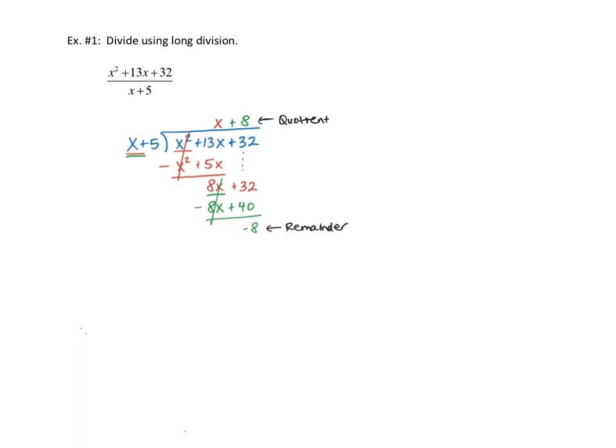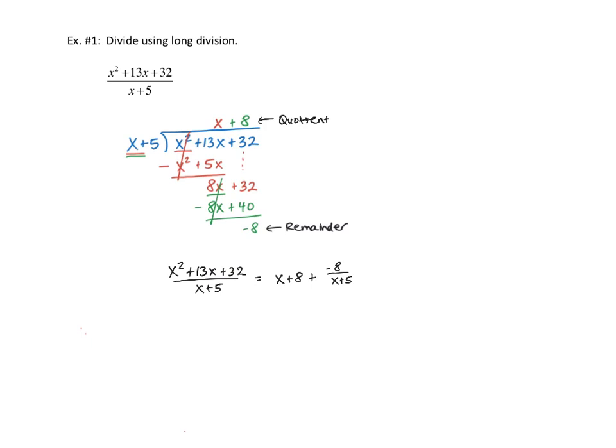A lot of times we're going to take that original problem and say that it's equal to the quotient plus the remainder over the divisor. So what we mean by that is the original problem, x squared plus 13x plus 32. If you divide that by x plus 5, what you get is x plus 8 with a remainder of negative 8. So we write that remainder over the divisor.